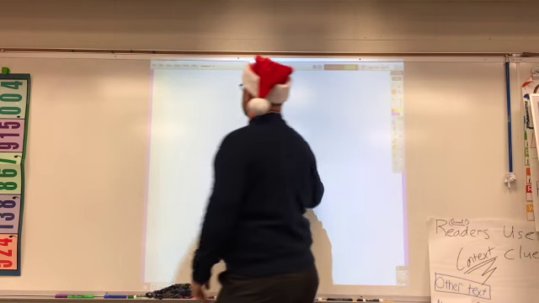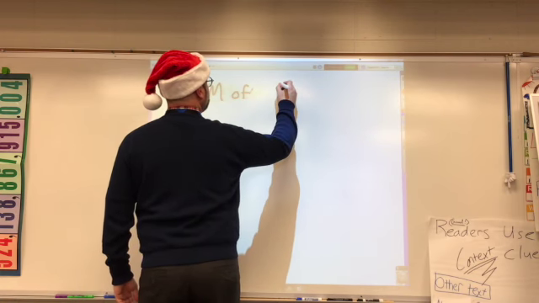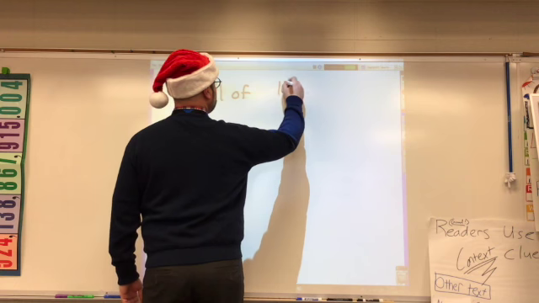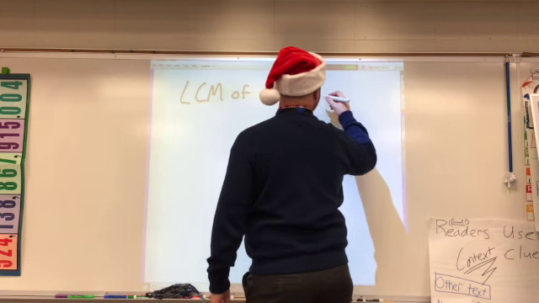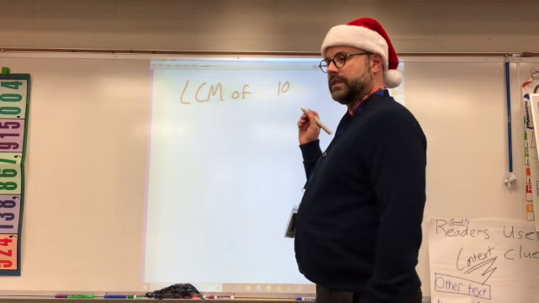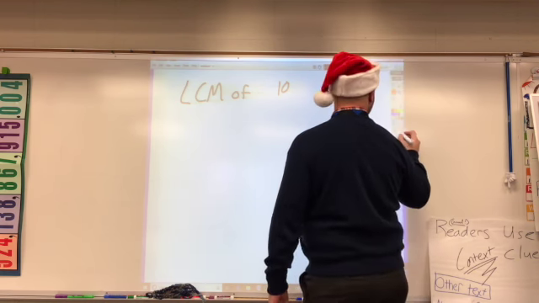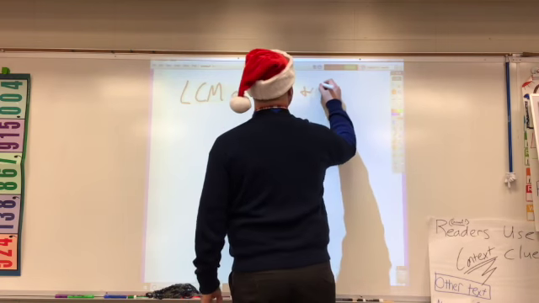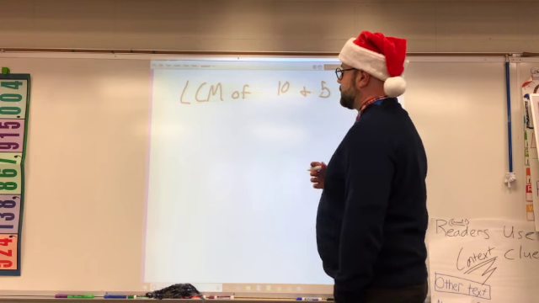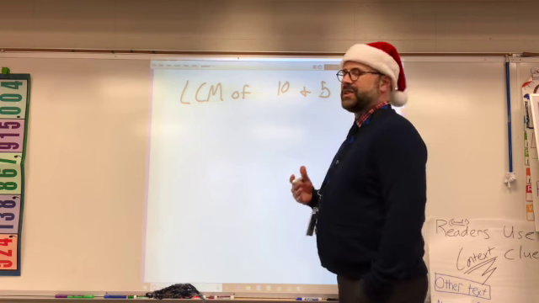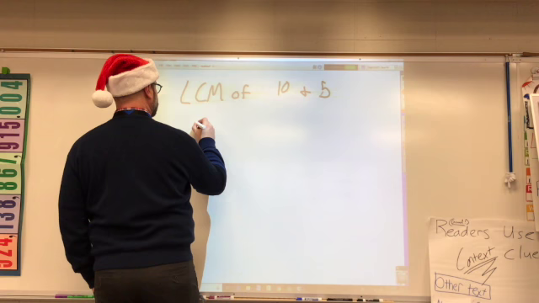So let's look for the LCM of 10 and 5. Yeah, the least common multiple of 10 and 5. So I would just list the first 10 multiples.